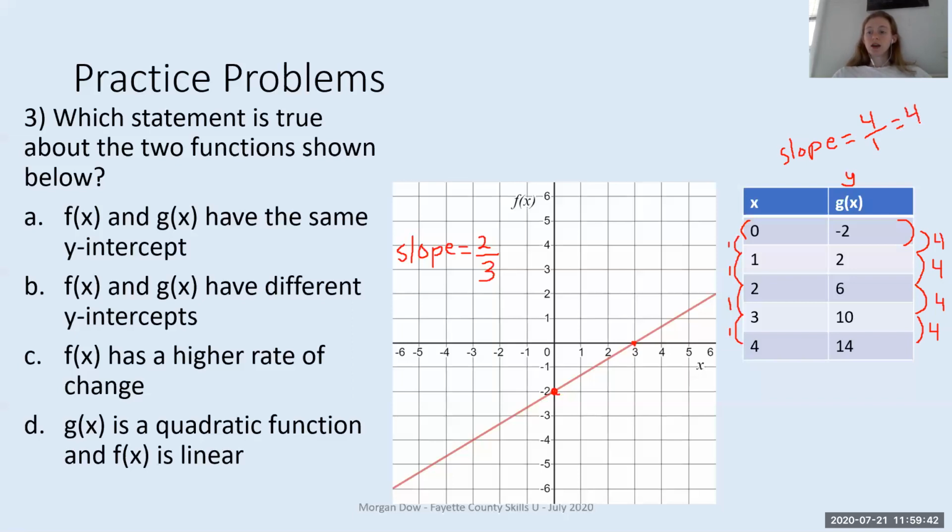This also means that g of x is a linear function. It has this constant rate of change. So it has a y-intercept and it has a constant slope. So that means these are both linear functions.